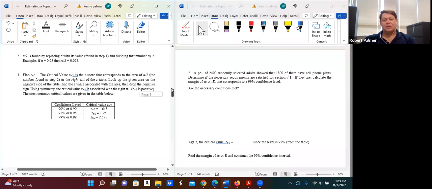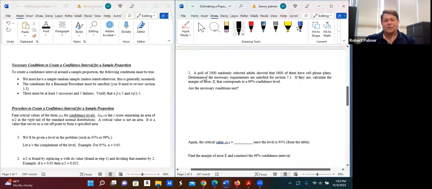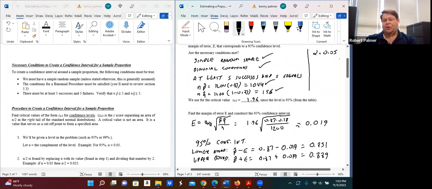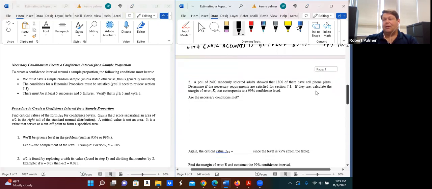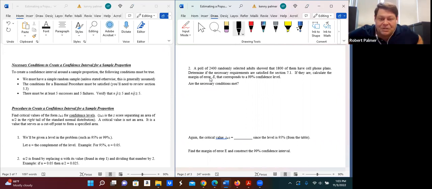Okay, let's look at our conditions again. This time I'm not going to write as much. We'll just say whether they are met or not. We must have a simple random sample. I said randomly selected, so we assume that's true. Conditions for a binomial procedure must be satisfied. Once again, going back to the previous problem, the conditions are that the number of observations is fixed, so our sample size is fixed. We assume our observations are basically independent, and also that we can think of our outcomes as either success or failure. The question is, either you do or don't have a cell phone plan. So those are met so far.